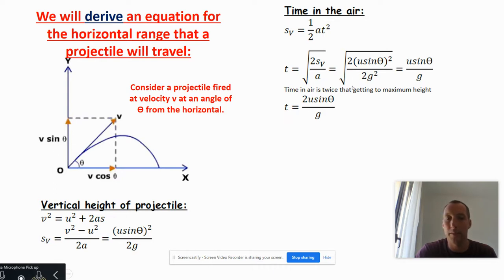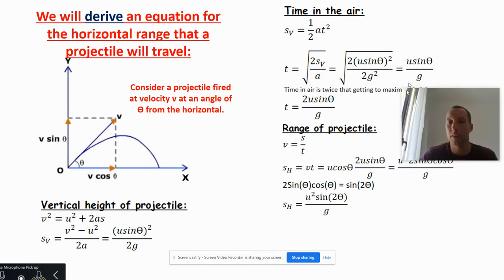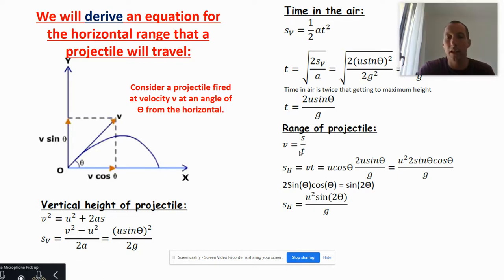Right, next step. So we've now got the time it's in the air. Now we're going to use the time it's in the air to work out the range of the projectile. I'm just trying to move this photo across the screen. So the range of the projectile, because it's just traveling at a constant speed, if we ignore air resistance, we can just use velocity equals displacement over time. So I'm going to rearrange that for the horizontal displacement. It's just equal to the velocity times the time.